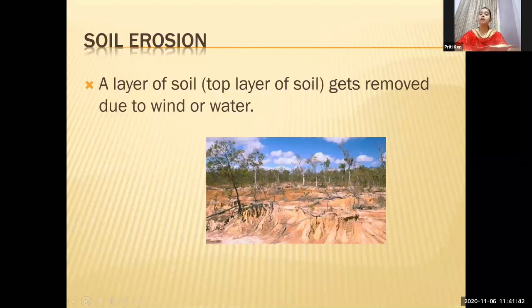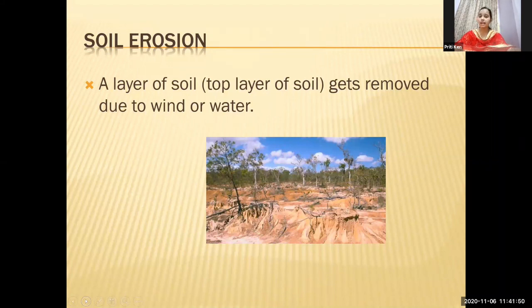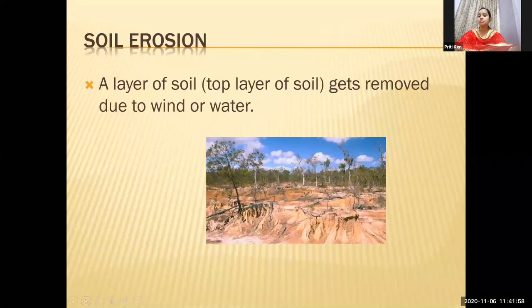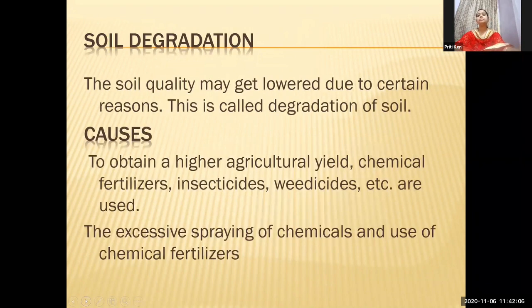The layer of soil gets removed due to wind or water. That is known as soil erosion. As you can see in this picture, the soil has been eroded by many different things like water, wind, and even heavy rainfall. Now come to the next slide.